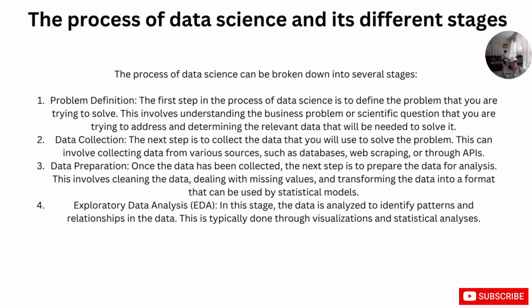The process of data science and its different stages. The process of data science can be broken down into several stages. Number one, problem definition. The first step in the process of data science is to define the problem that you are trying to solve. This involves understanding the business problem or scientific question that you are trying to address and determining the relevant data that will be needed to solve it.